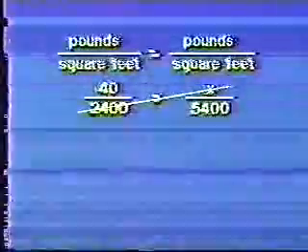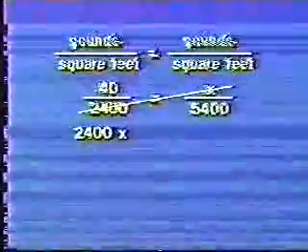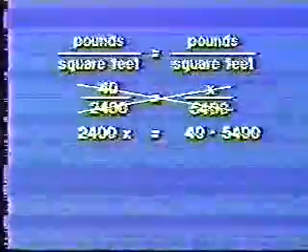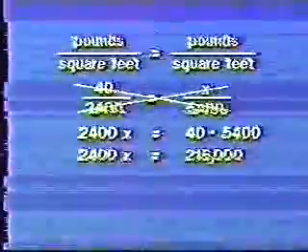Now it's a matter of solving the equation. Well, let's move our problem up to the top. And the fast way, you know, is to cross-multiply. If we cross-multiply this way, X times 2,400, we get 2,400X. Cross-multiplying the other way, we get 40 times 5,400. Now, multiplying on the right, 40 times 5,400 is 216,000.